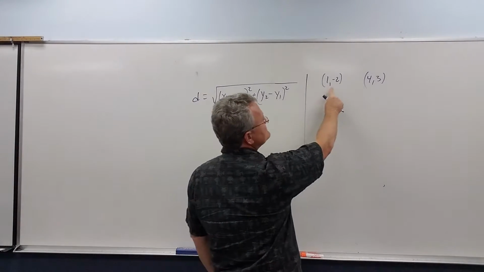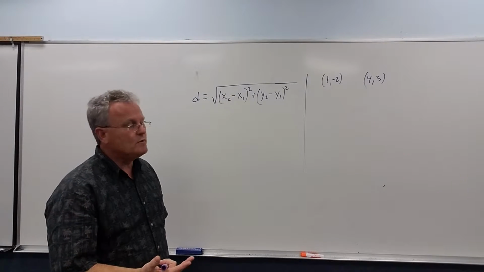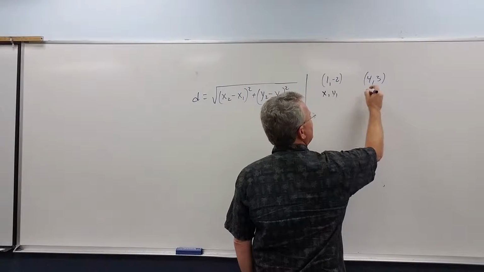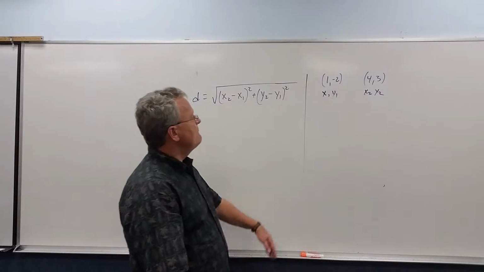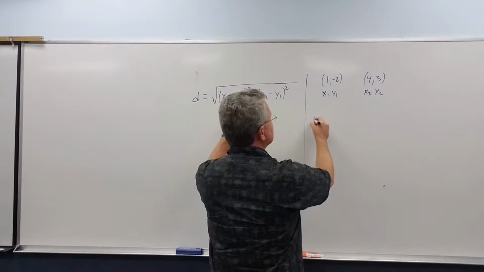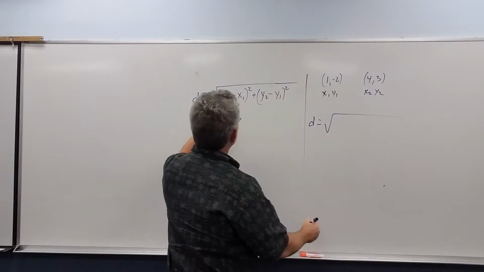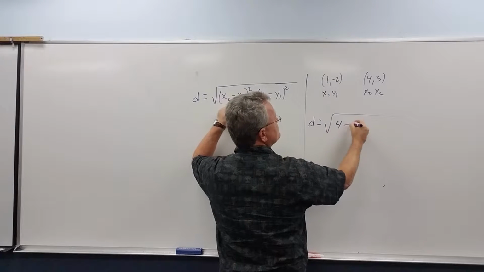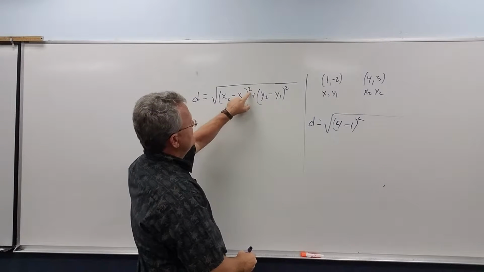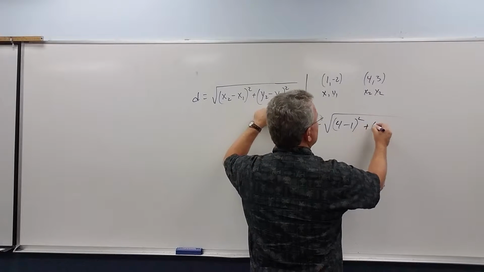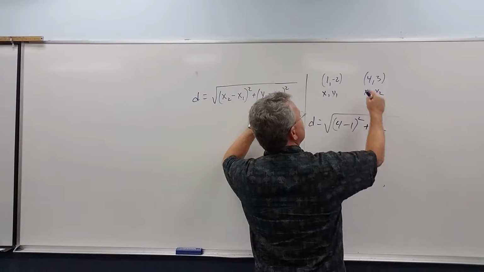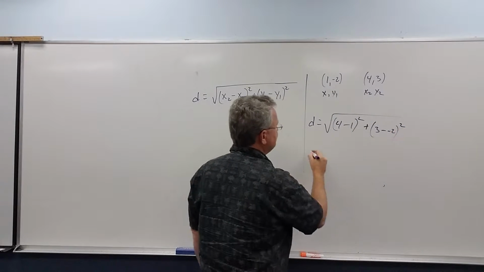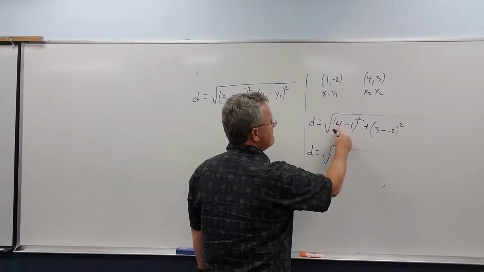So let's find the distance between these 2 points. We label one point as x1, y1, the other point as x2, y2. Then we just plug them into our formula. So the distance is the square root of x2 minus x1. x2 is 4, minus x1 is 1. We square that. Plus y2 minus y1. y2 is 3. Minus negative 2, and that whole thing is squared. So let's simplify. 4 minus 1 is 3.